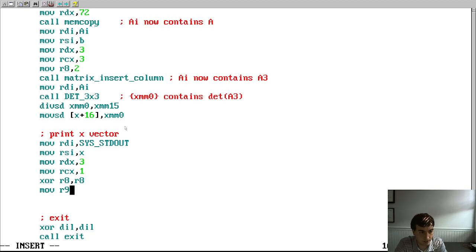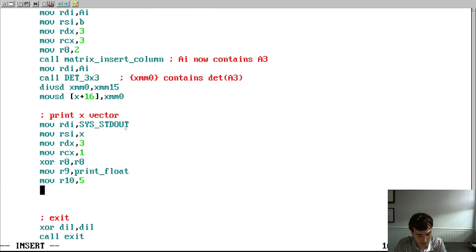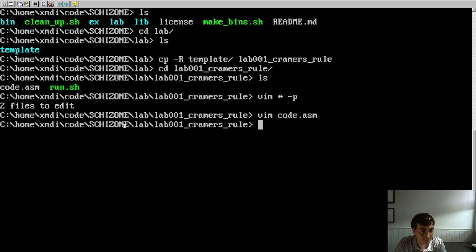R9 contains the formatting of our print. We're just going to say print float, oops. And then number of sig figs is going to be in R10. And now we're going to call print array float. And this should just work. I hope this works. If not, I made a mistake.